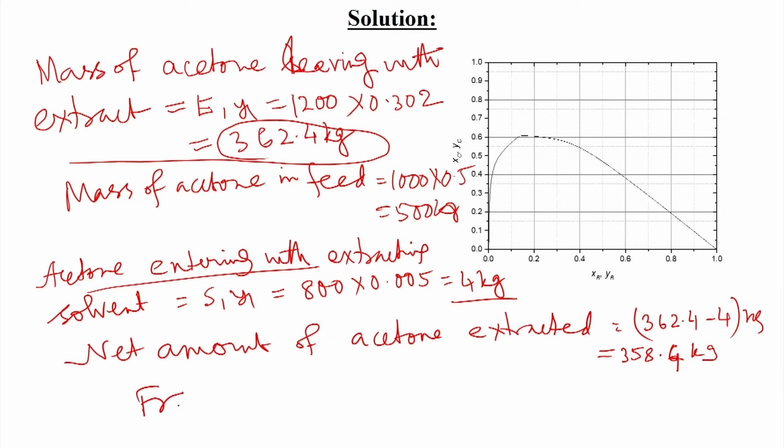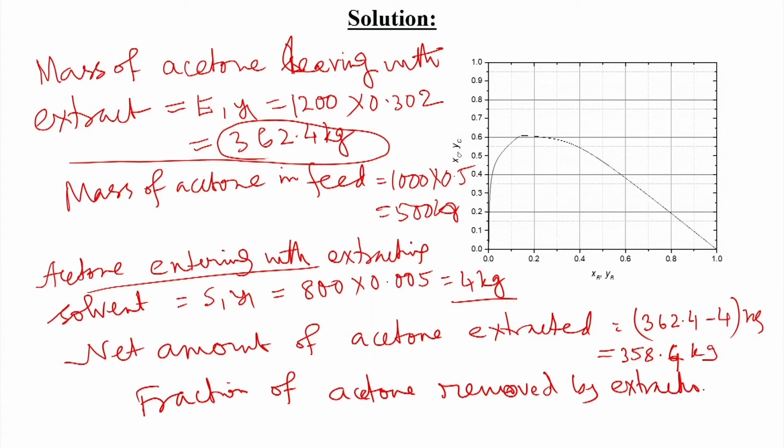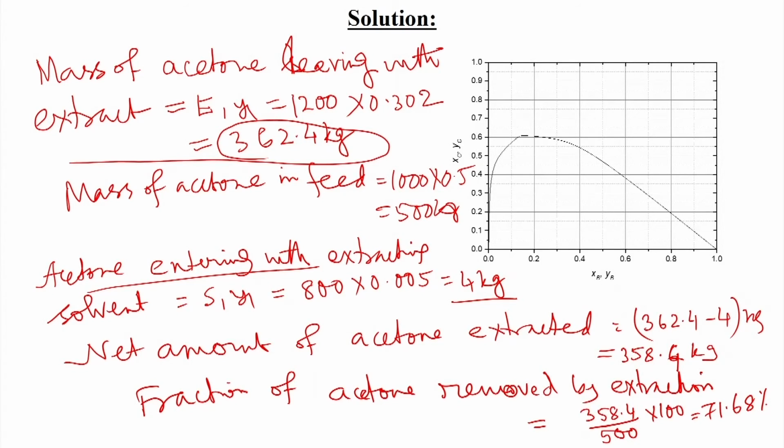So, the fraction of acetone removed by extraction is 358.4 divided by 500 into 100, that is equal to 71.68%. So, this is the extraction efficiency, 71.68%, or a fraction of 0.7168 of the acetone that was present in the feed is extracted by this process. Means using this 800 kg solvent with 0.5% acetone, this 358.4 kg acetone is removed. Okay.